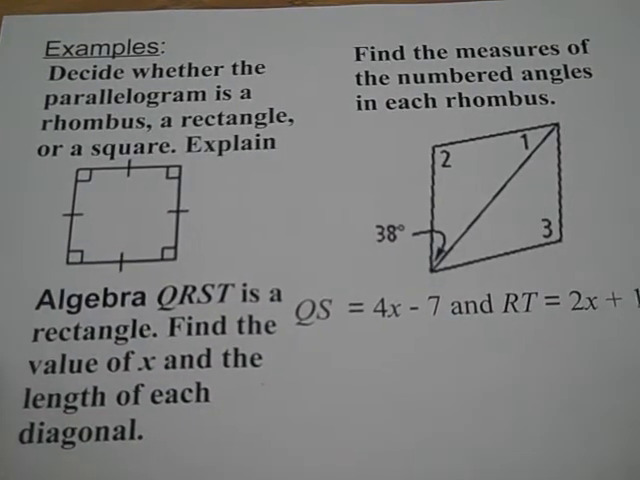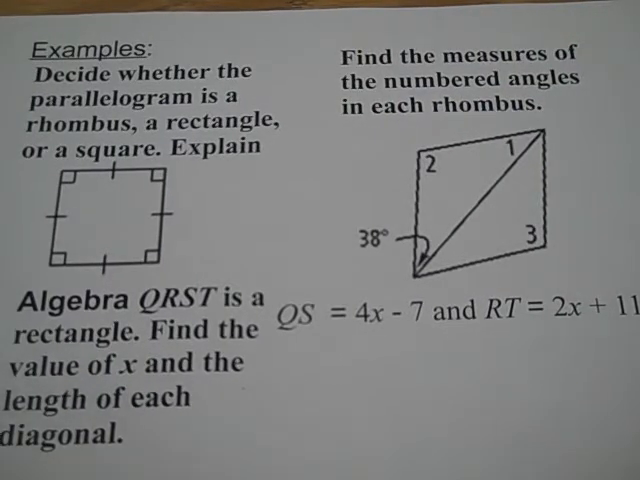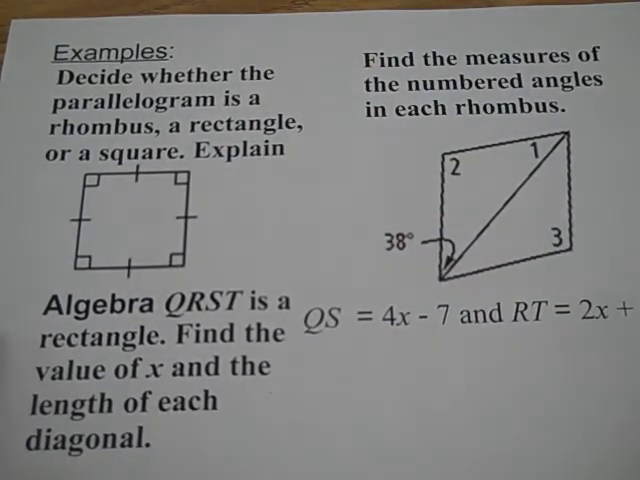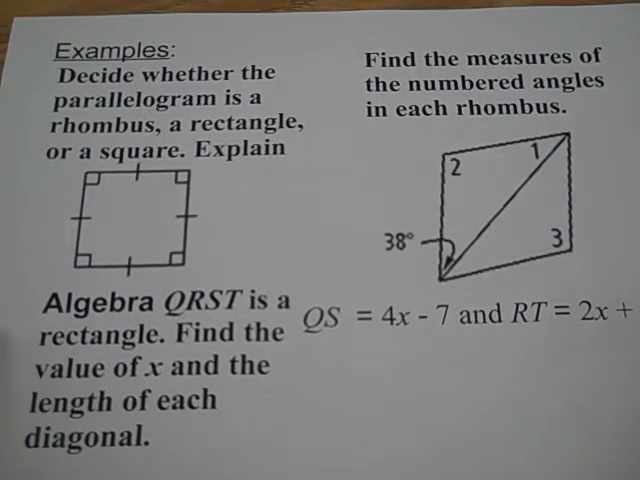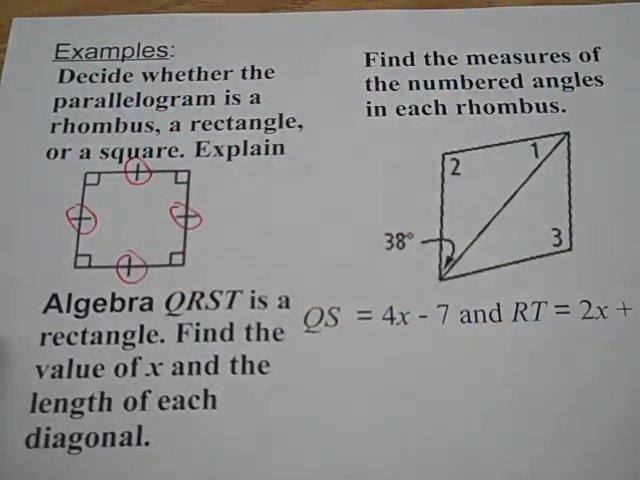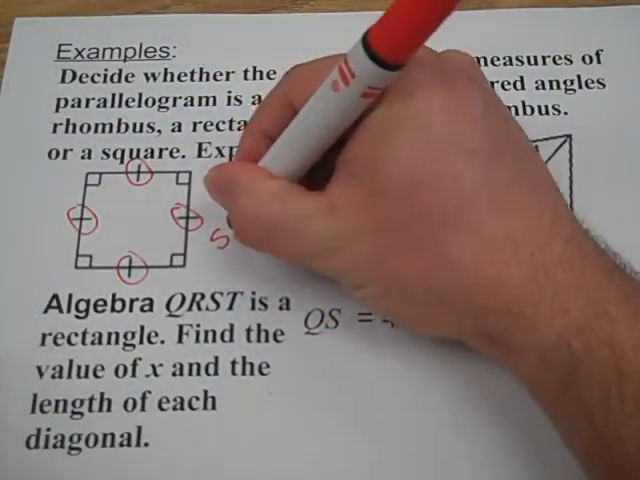So I got a few examples here. I tried to make them nice and big so that you can see them. I know there was trouble last time. So in this one we want to decide whether or not the parallelogram is a rhombus, a rectangle, or a square. So we need to look at the information we have. All 4 sides are congruent, so that means it's either a rhombus or a square. All angles are right angles, so that makes it a square.